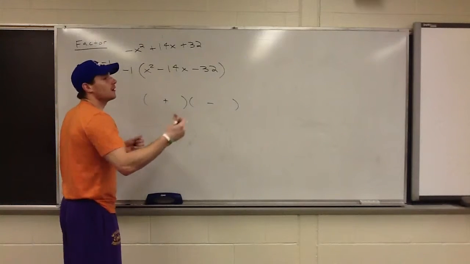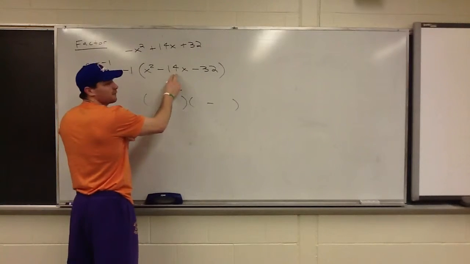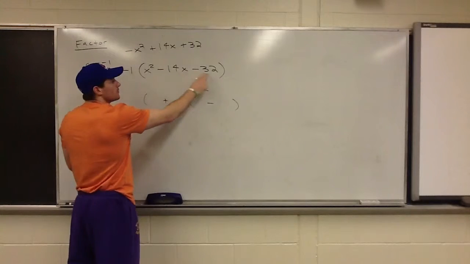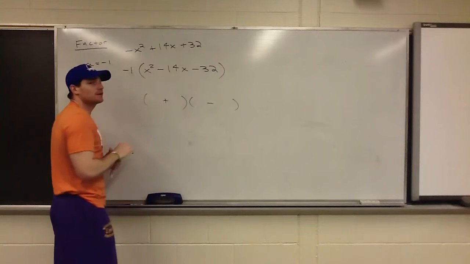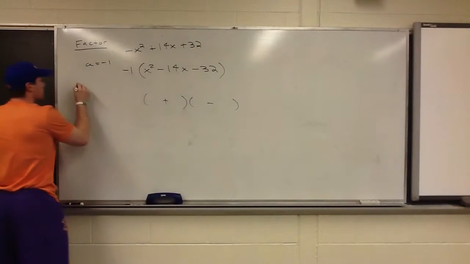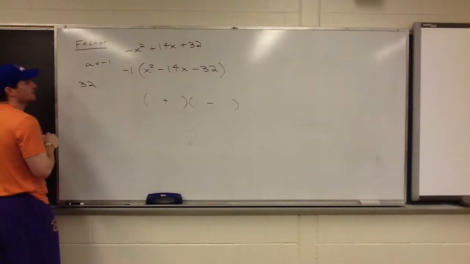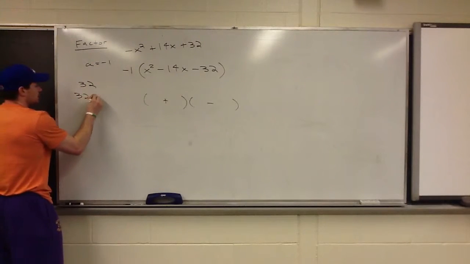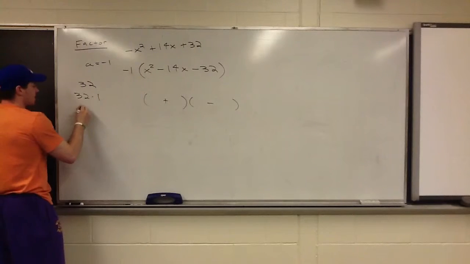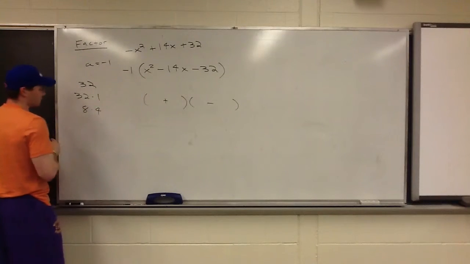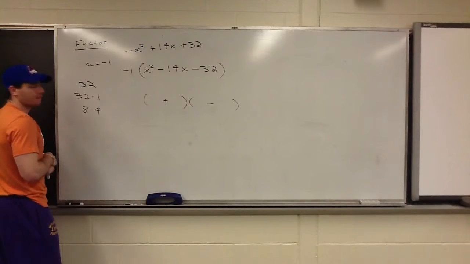So we're thinking in our head, really, a difference of 14. Two numbers that multiply to 32, or negative 32, and have a difference of 14. So in our head, or with our calculator, we start coming up with all the factor pairs. We have 32 times 1. Nope, not a difference of 14. We have 8 times 4. Nope, not a difference of 14.